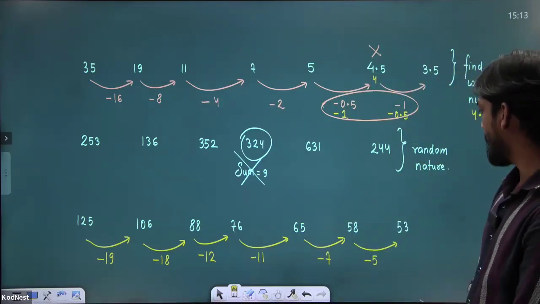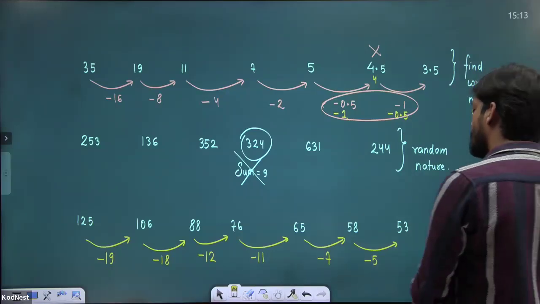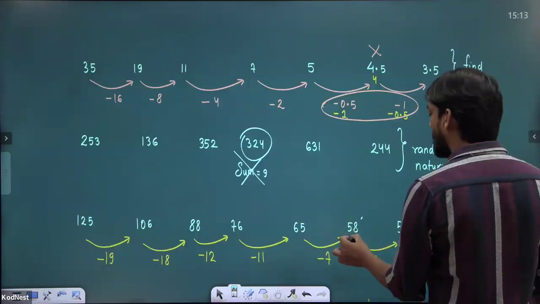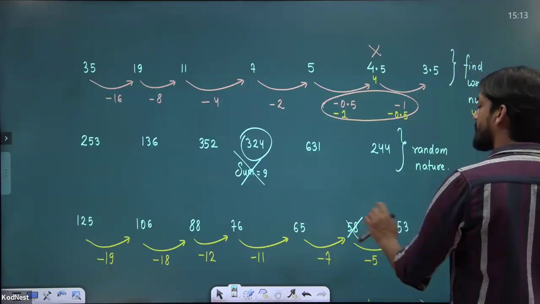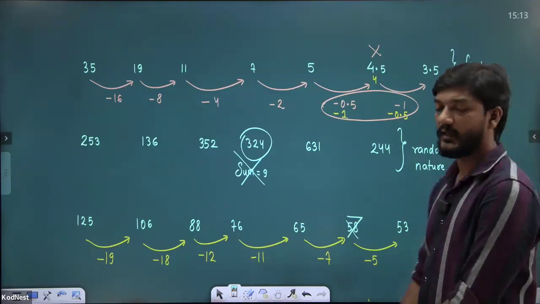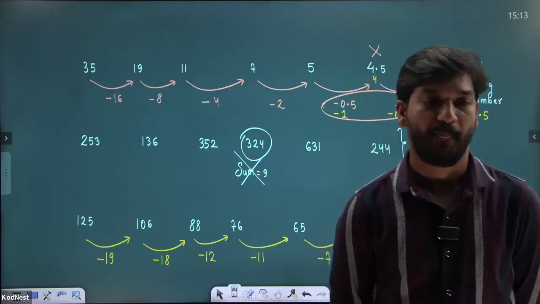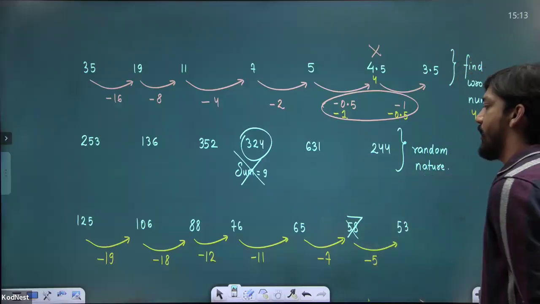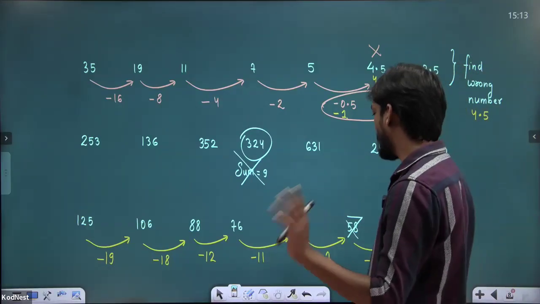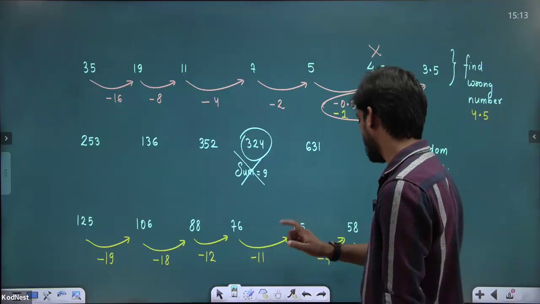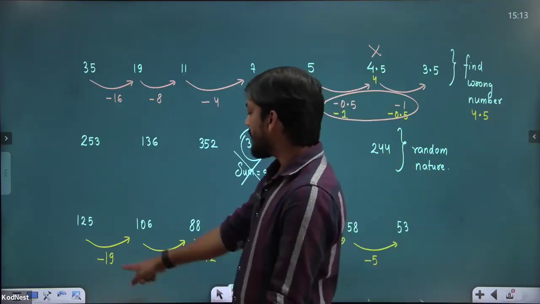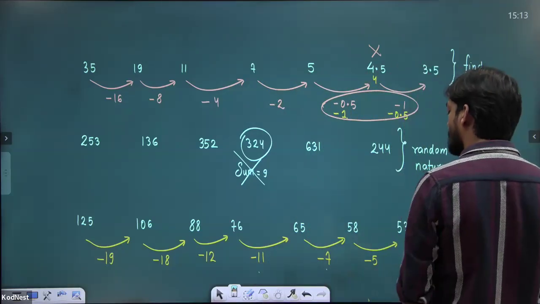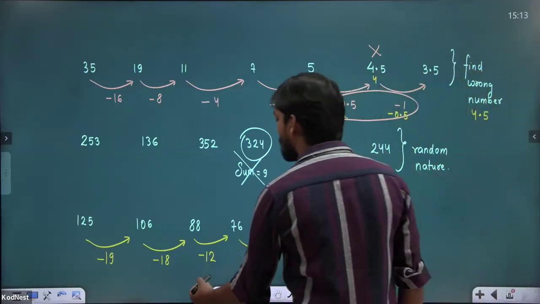58. Where is 58? How come 58 is wrong? Okay, please carefully answer. Tell me a number other than 58. If this is wrong, what is right? All right. Try to carefully observe. My dear, 19 is a prime number. 11 also is prime number. 7 is a prime number. 5 is a prime number. These two are not prime numbers.